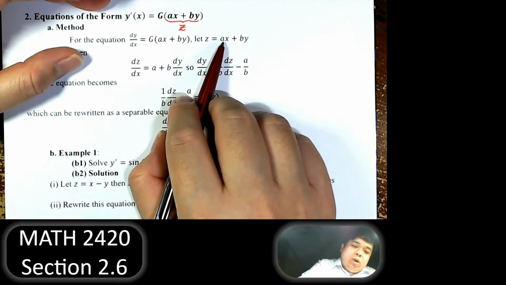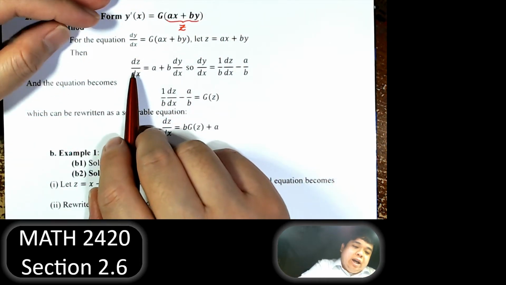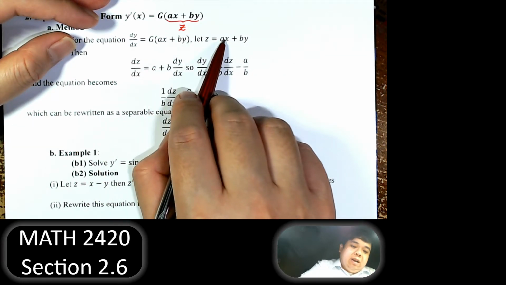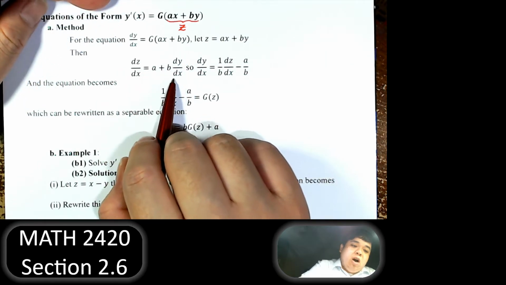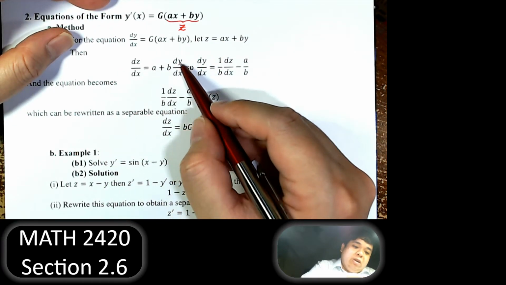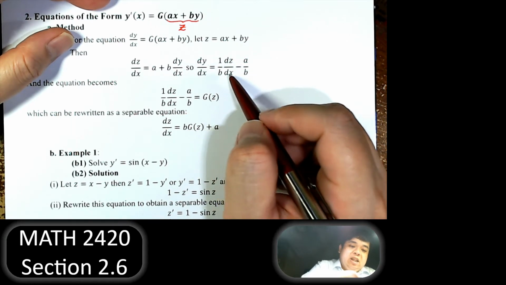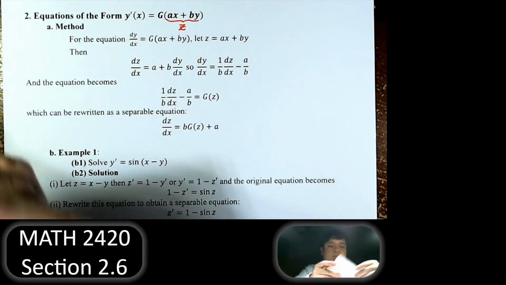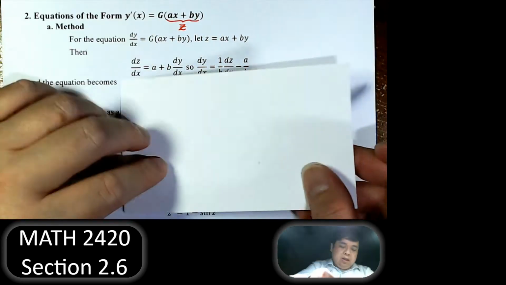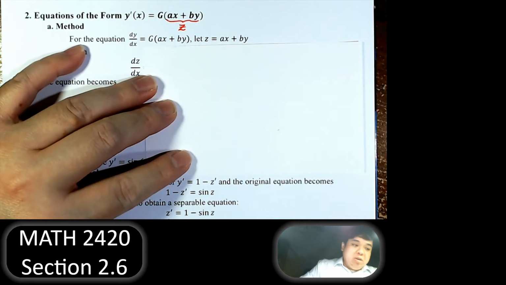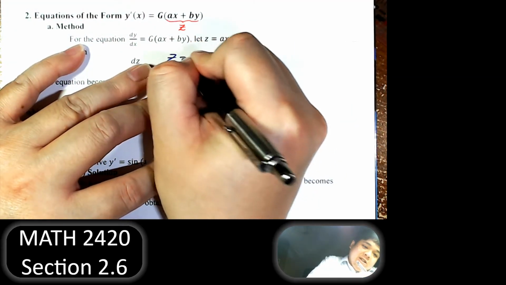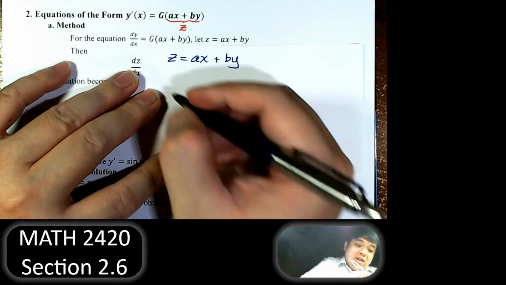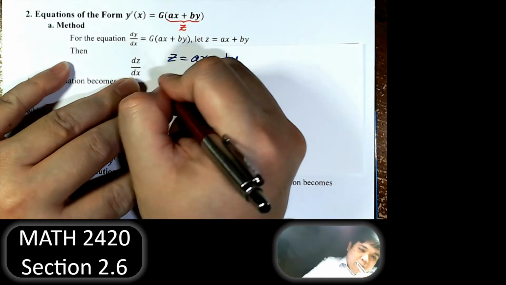Now since z is equal to ax plus by, we can take derivative on both sides, dz over dx. Derivative of that is going to be a plus b dy over dx, or we can solve for dy over dx. It's going to be 1 over b dz over dx minus a over b. So let me redo that part so we can see why. So once again, z is equal to ax plus by. Take derivative both sides with respect to x.